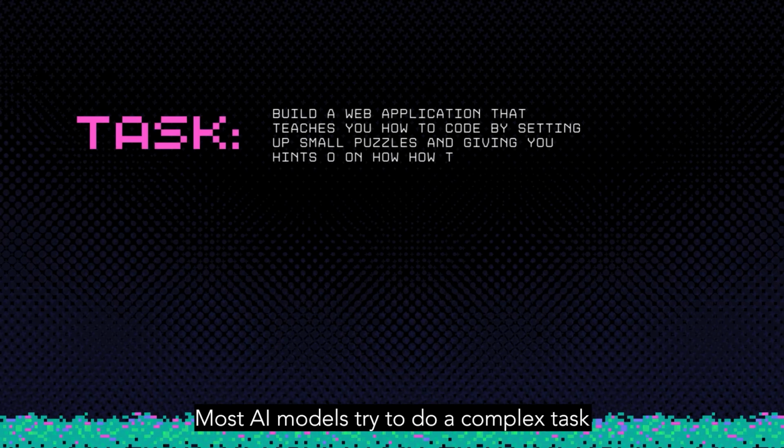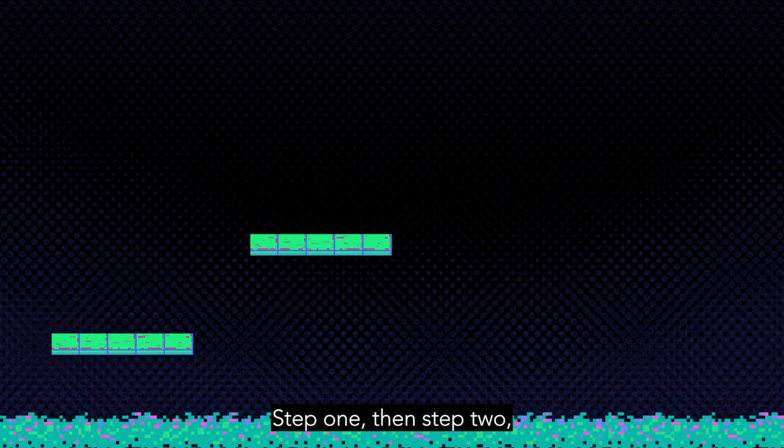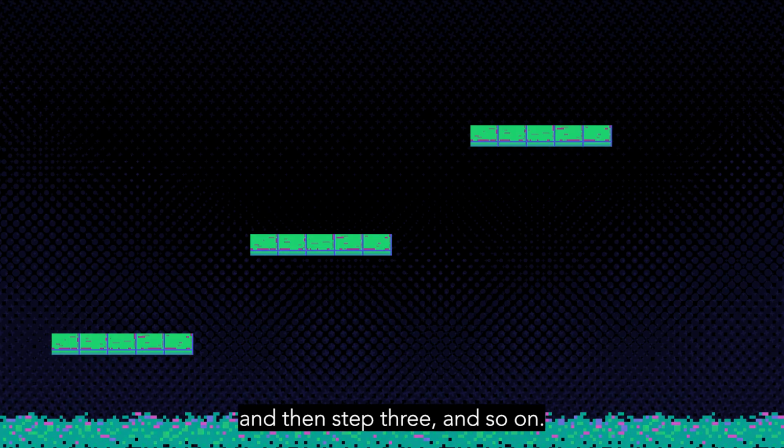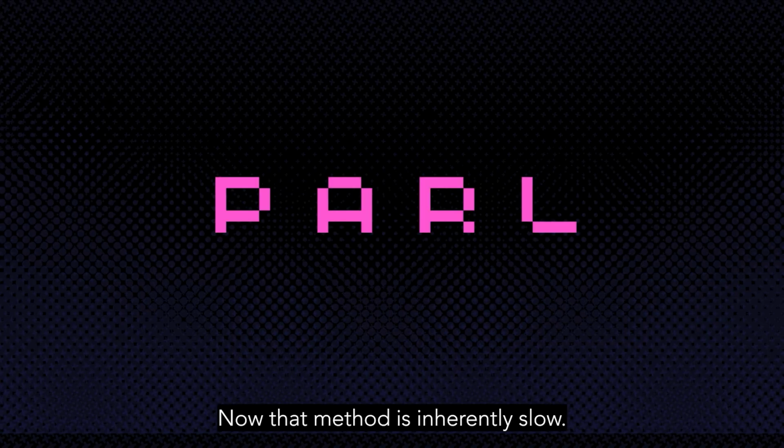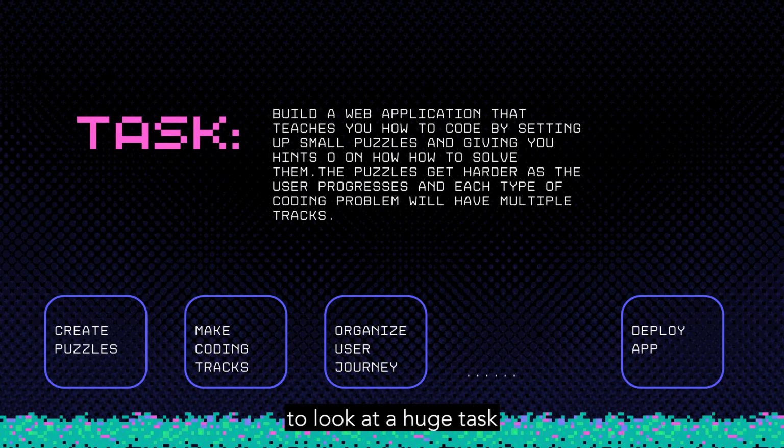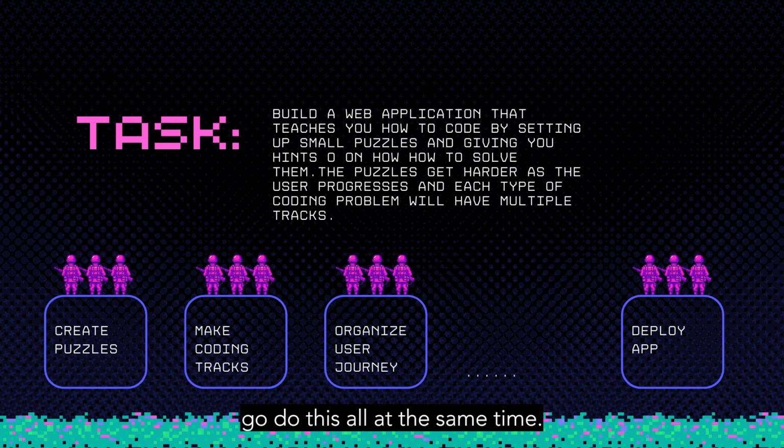Most AI models try to do a complex task sequentially. Step 1, then step 2, and then step 3, and so on. Now that method is inherently slow. PARL allows the model to look at a huge task and break it into tiny pieces and say, you, 100 agents, go do this all at the same time. This reduces the time it takes to finish a job by up to 4.5 times.